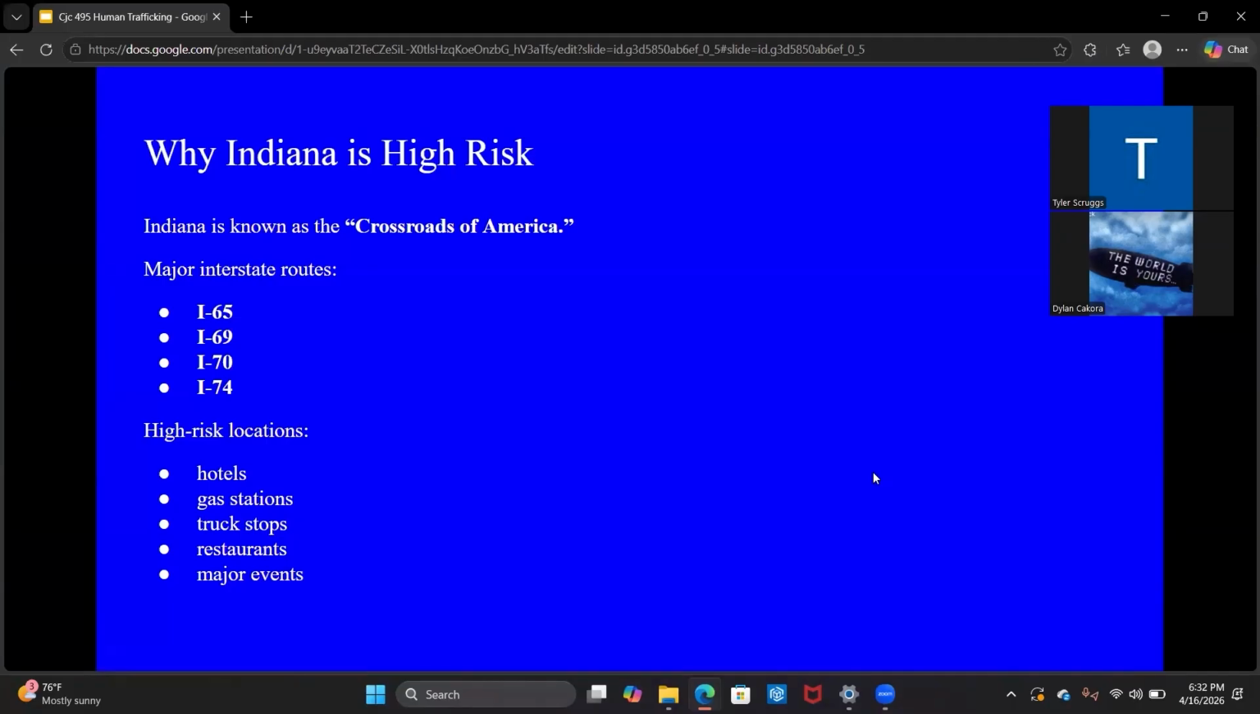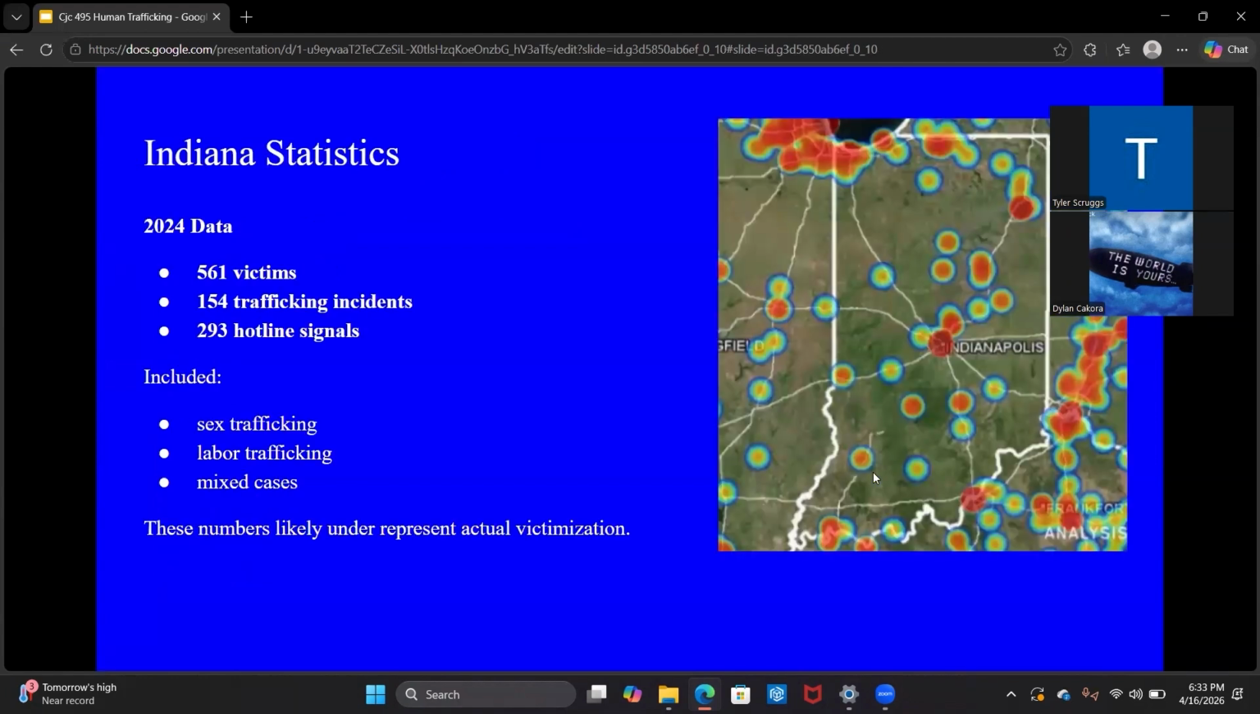There's many reasons why Indiana is a high risk for human trafficking. Indiana is known as the crossroads of America because many major interstate routes, including I-65, I-69, I-70, and I-74, all run through the state. The most high-risk locations that you'll find trafficking is hotels, gas stations, truck stops, restaurants, and many major events such as the Indy 500 or Gen Con.